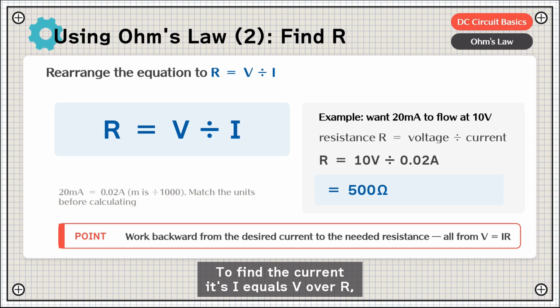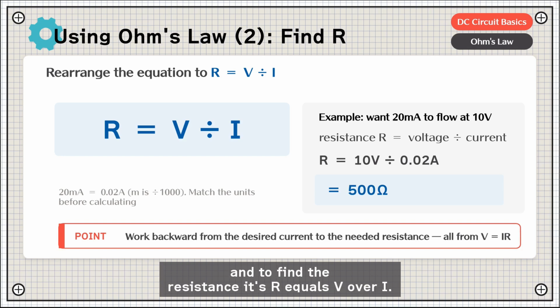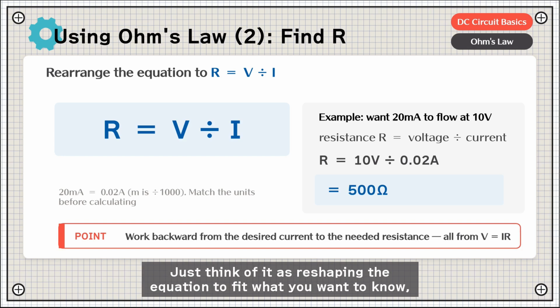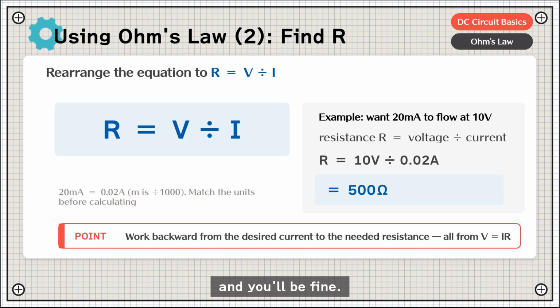To find the current, it's I equals V over R, and to find the resistance, it's R equals V over I. It may look hard, but it all comes from the single equation V equals IR. Just think of it as reshaping the equation to fit what you want to know and you'll be fine.